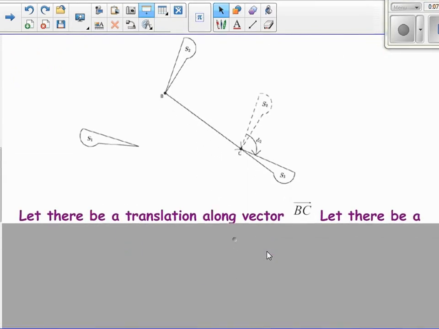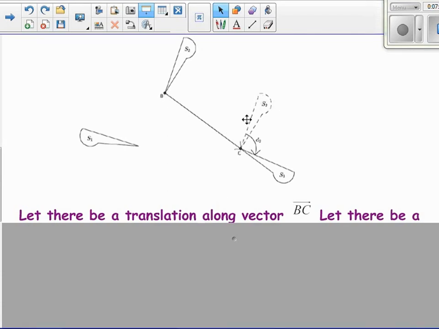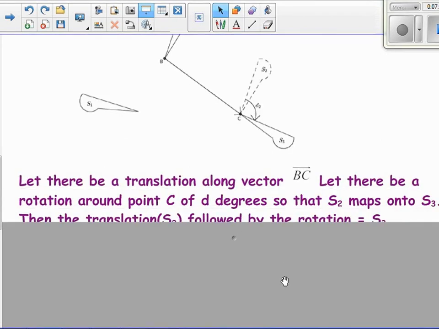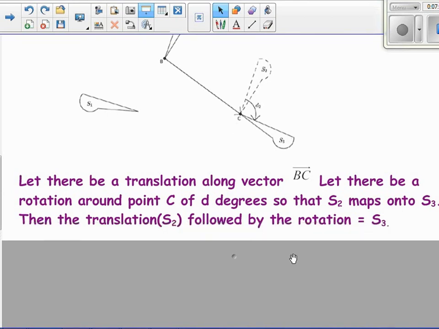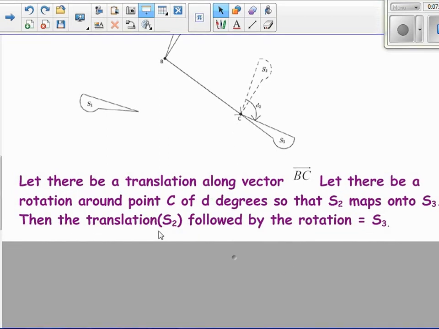So here, you could have drawn a vector from B to C, from point B to point C, and translated it along the vector. And S2 would now be this dotted figure. And then if you rotated it d degrees about point C, S2 would map nicely onto S3, which means then the translation of S2 followed by the rotation equals S3.